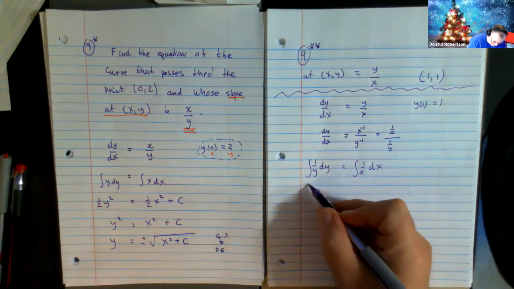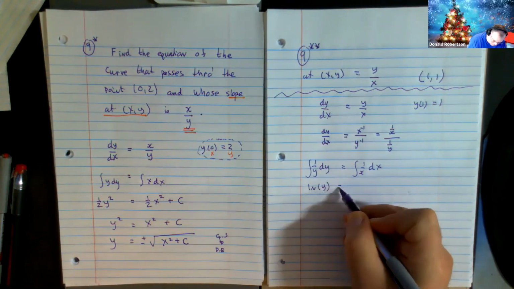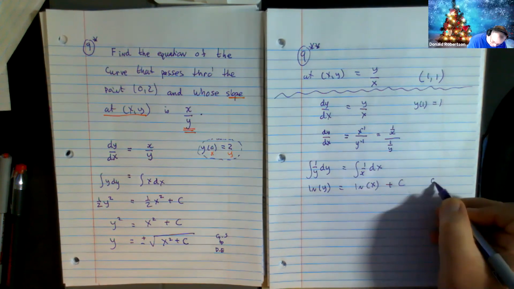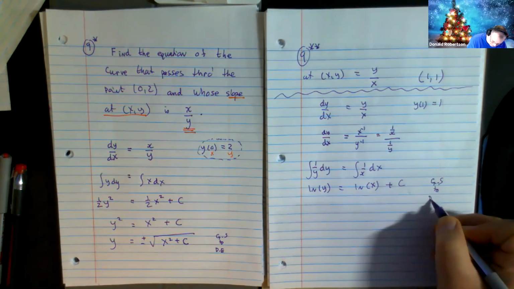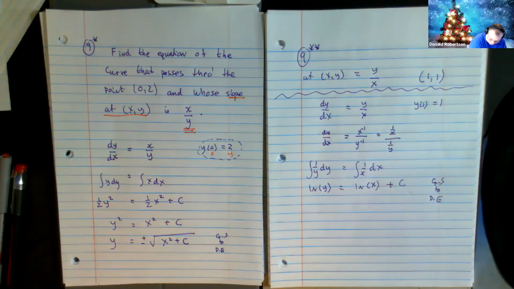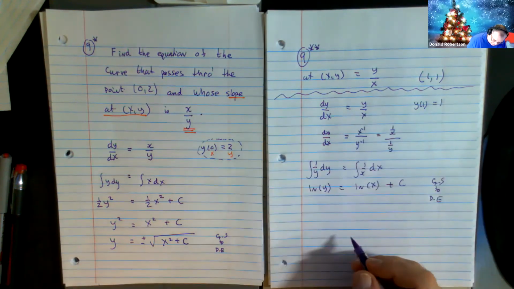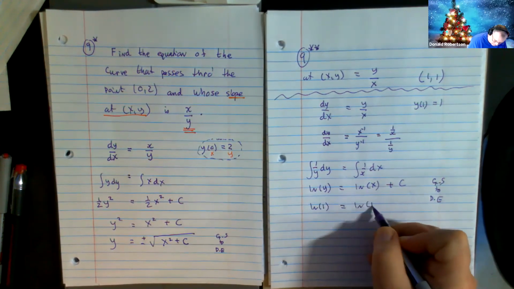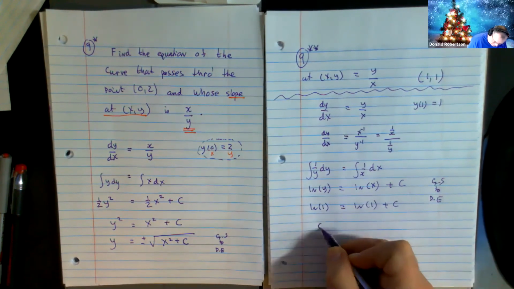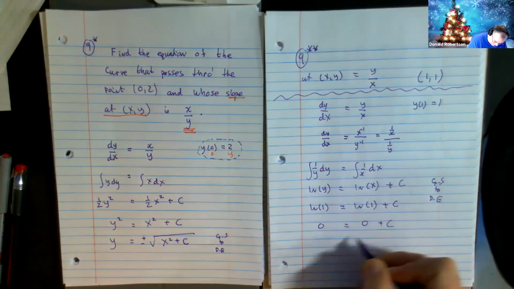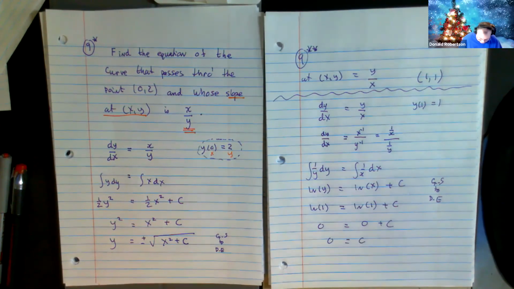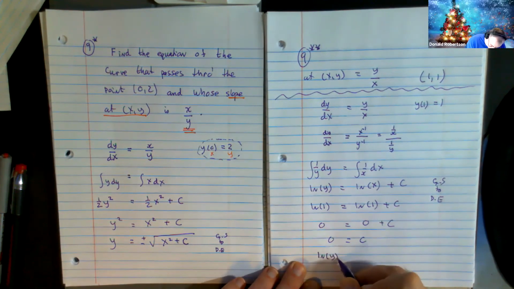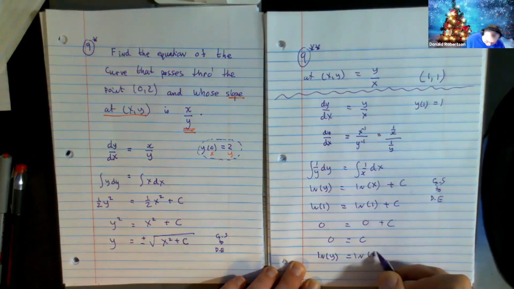Now, this fella is the natural log of Y, and this fella is the natural log of X plus C. And there's our general solution. That wasn't too time consuming. And now you're going to plug in 1, 1. Well, the natural log of 1 is equal to the natural log of 1 plus C. 0 equals 0 plus C. C is 0.